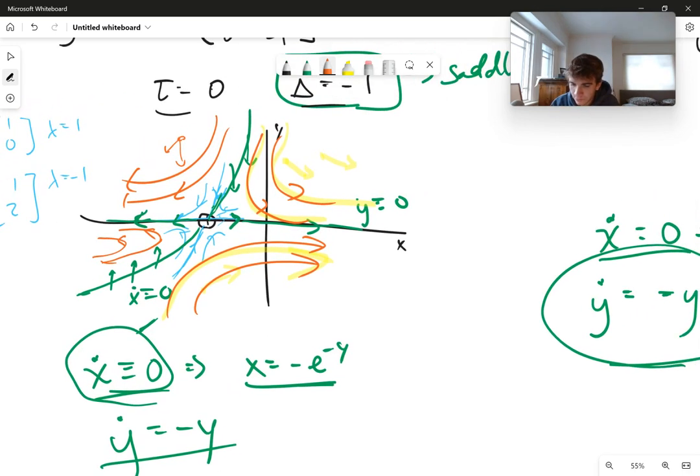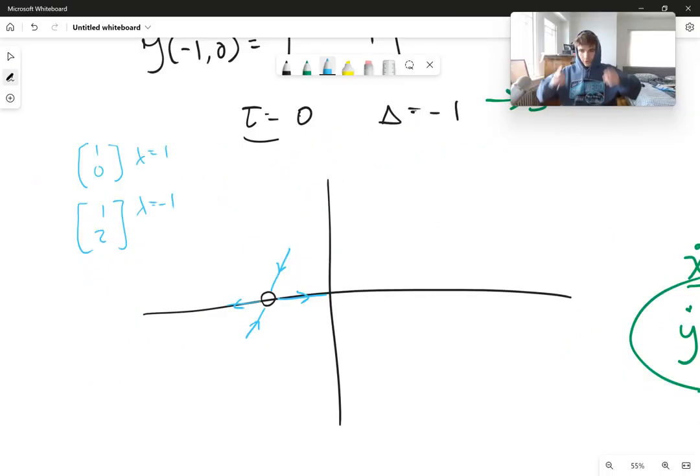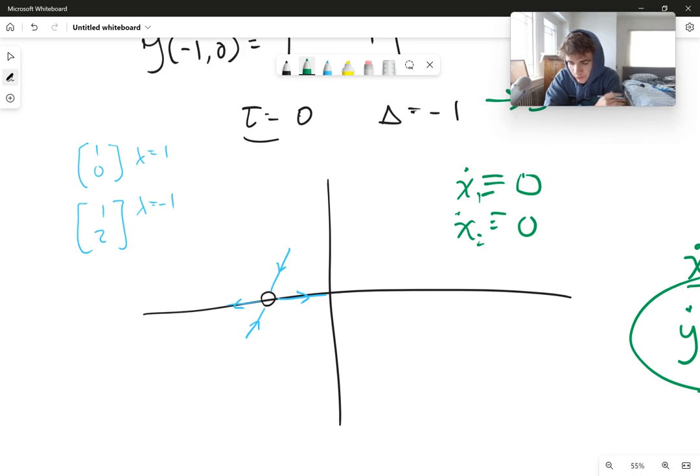And so null lines are essentially curves for which either x dot is uniformly 0, like x1 dot, or x2 dot is uniformly 0. So unlike fixed points where we require both of these to be simultaneously 0, for the null lines we're only going to require that one is 0, and then we're going to look at basically how the other variable evolves. So let's do that for this system.